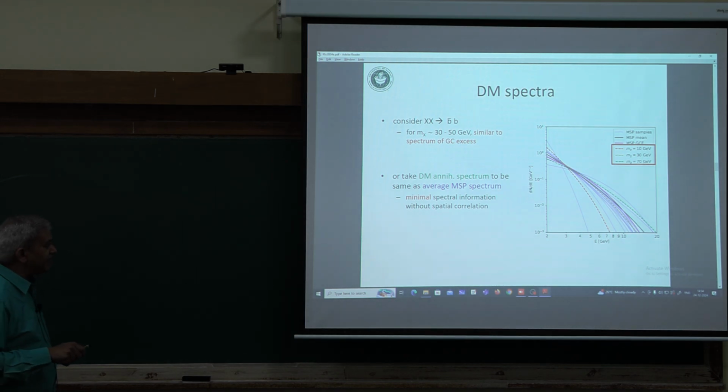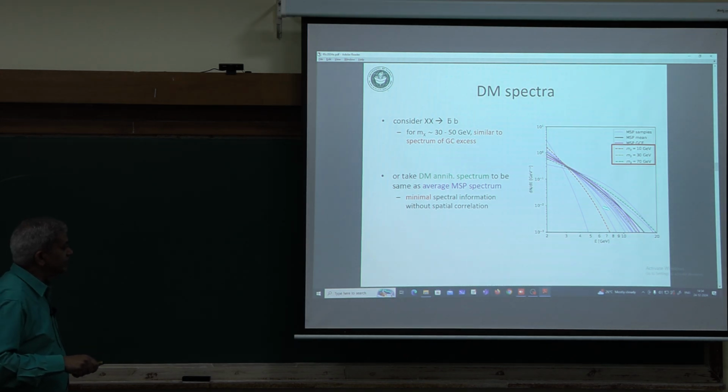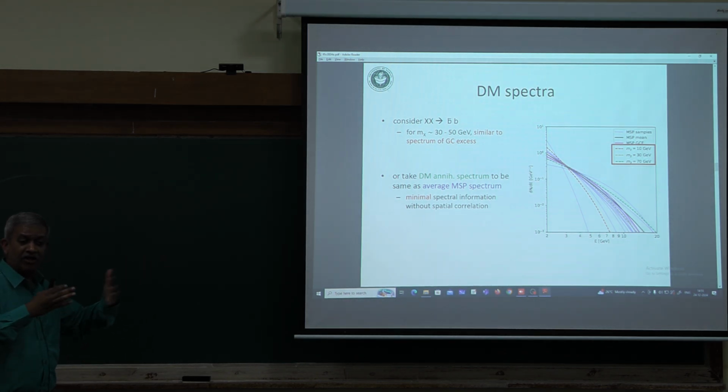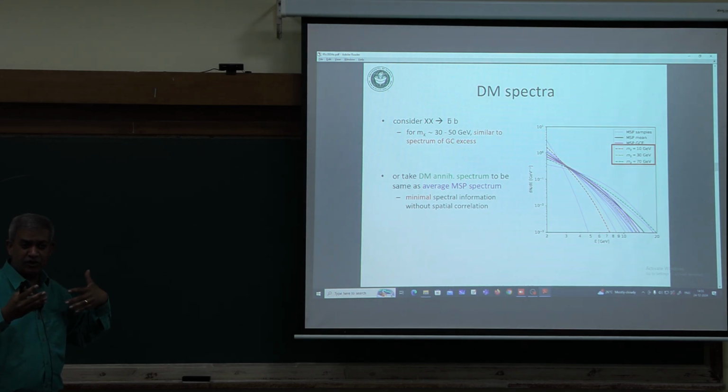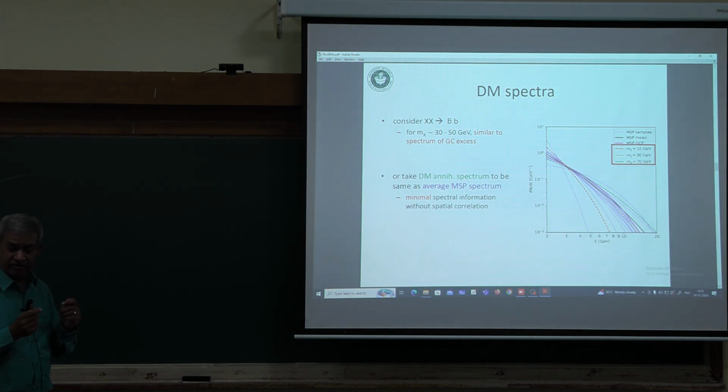And so you can see in the 30 to 50 GeV range, this spectrum you get from b b-bar annihilation is similar to the galactic center excess, similar to the average millisecond pulsar spectrum. They're all kind of similar. You can see how they could be responsible for the galactic center excess. But again, by eye, you can see that there are differences between them. You can tell the lines are a little bit different.